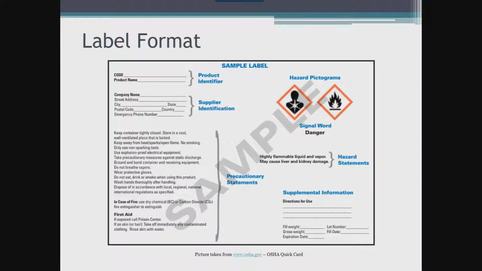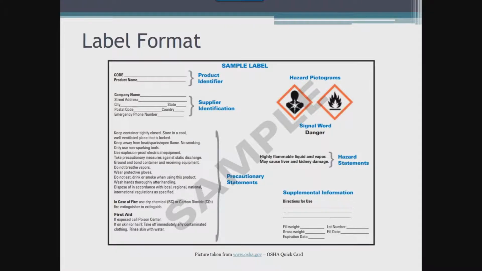So there are 6 elements that must be present on all hazardous chemical labels. These are the product identifier, supplier identification, hazard pictograms, signal word, precautionary statements, and hazard statements. The supplemental information that you see in the bottom right-hand corner of this slide is optional to be added.